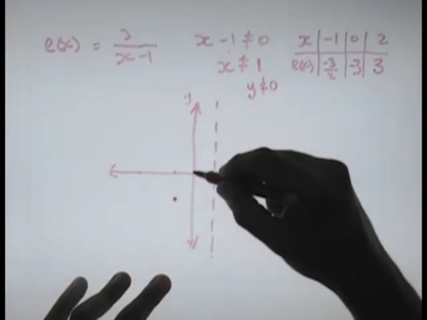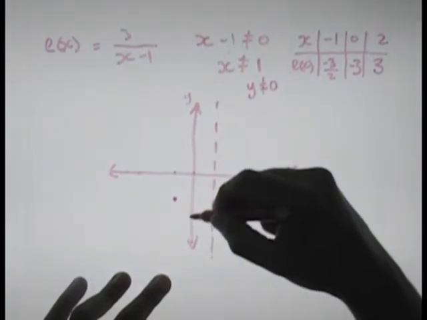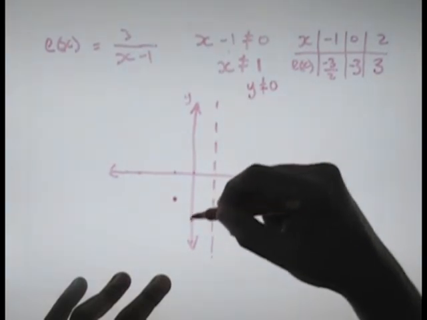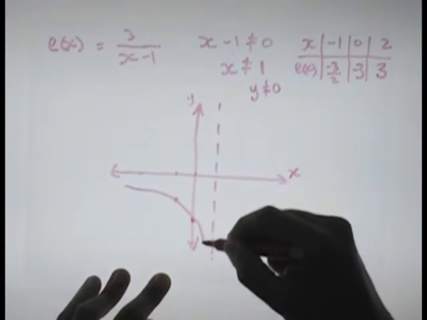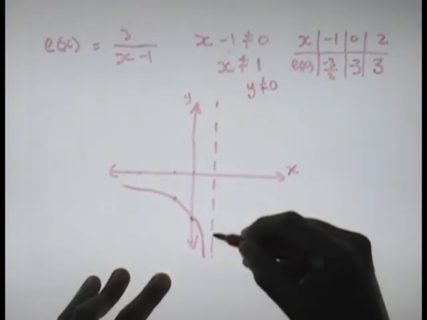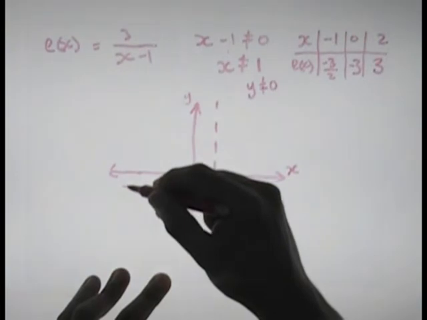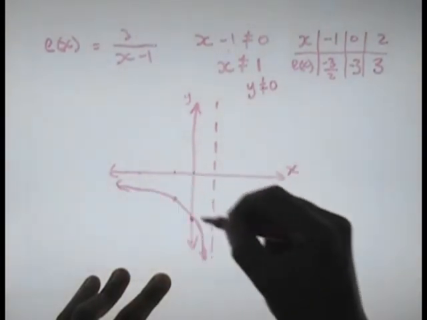When x is equal to 0, y is going to equal negative 3. So that's going to be somewhere over there. So our graph is basically going to look like that. Remember, it's going to approach the asymptote, but it's never going to touch the asymptote.